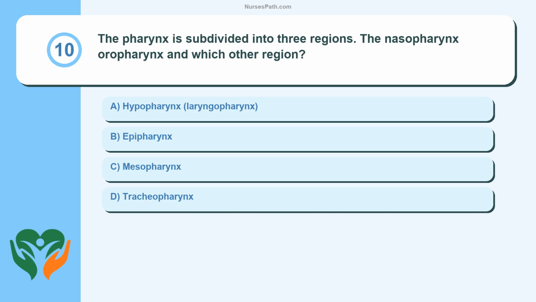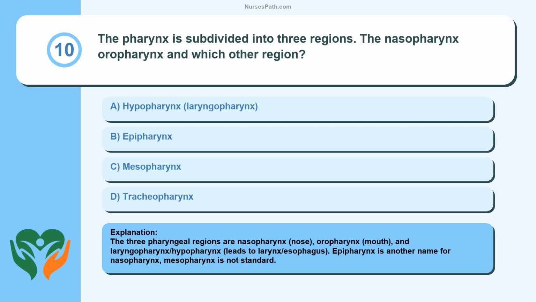Question 10. The pharynx is subdivided into three regions: the nasopharynx, the oropharynx, and which other region? Hypopharynx, laryngopharynx, epipharynx, mesopharynx, tracheopharynx. The three pharyngeal regions are nasopharynx, nose, oropharynx, mouth, and laryngopharynx/hypopharynx, leads to larynx/esophagus. Epipharynx is another name for nasopharynx, mesopharynx is not standard.